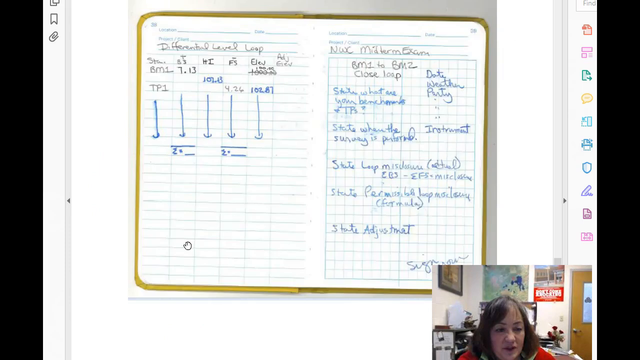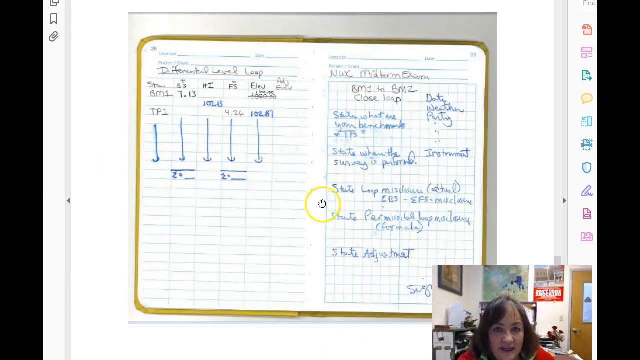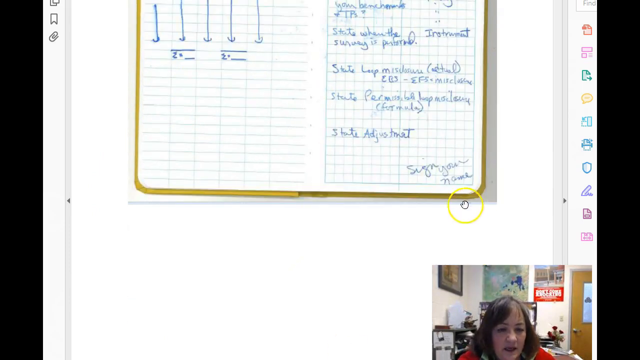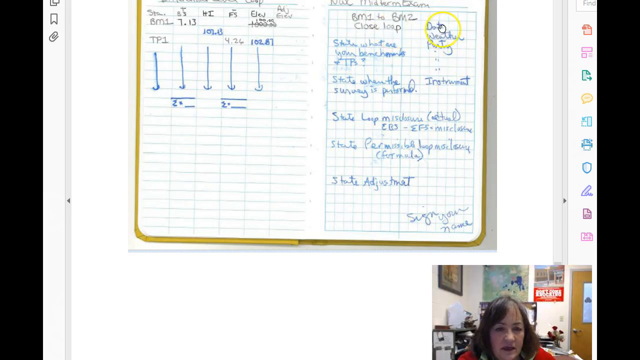And this is what you will turn in to me for your grade on the midterm exam. So you notice what else we have here: the date, the weather, the party, what instrument you're using, all the stuff that you'll state, plus a picture, and then when you're done, you need to sign your name.